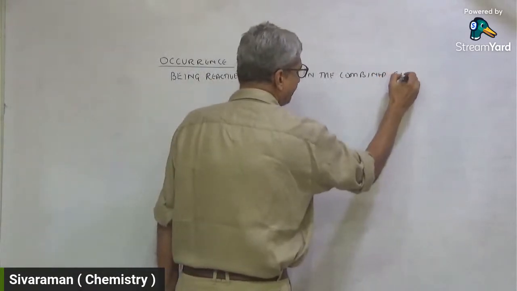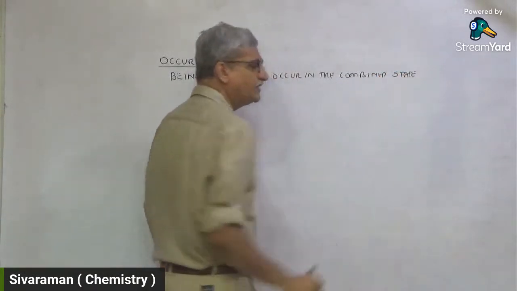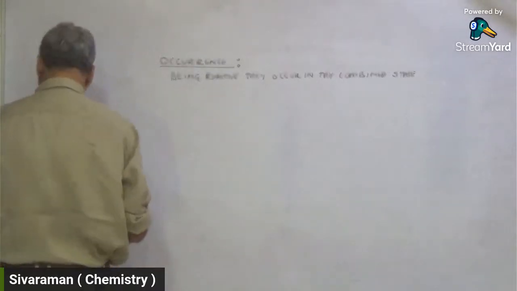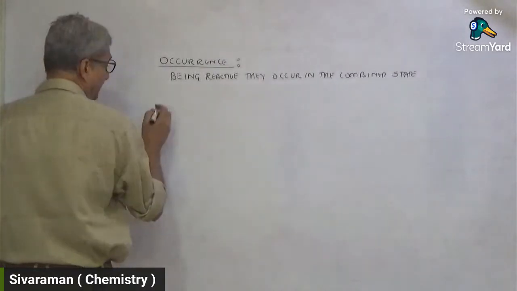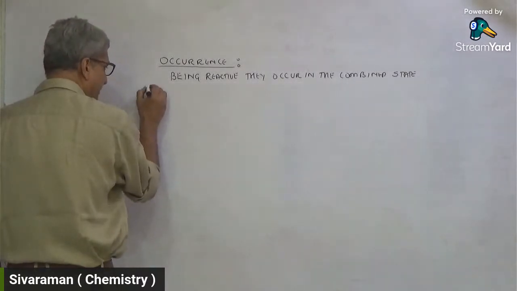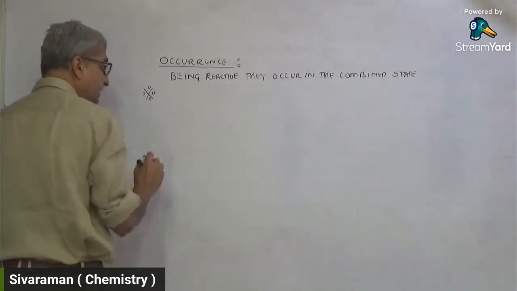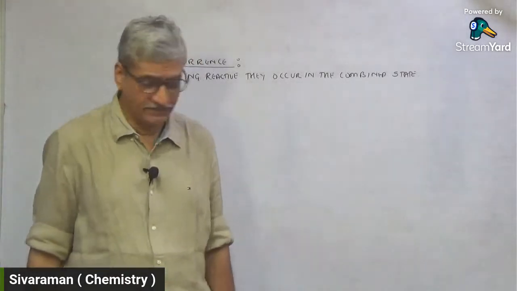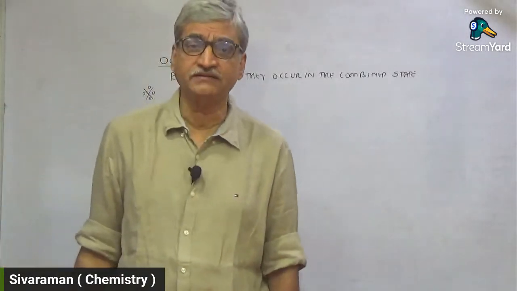They occur in the combined state. That's the first point. Now, as far as fluorine is concerned, the most important minerals of fluorine... Fluorine is important. I'll tell you why. We are going to study fluorine in great detail. Because first of all, it's the most reactive element, and because it is the most reactive element, what happens?